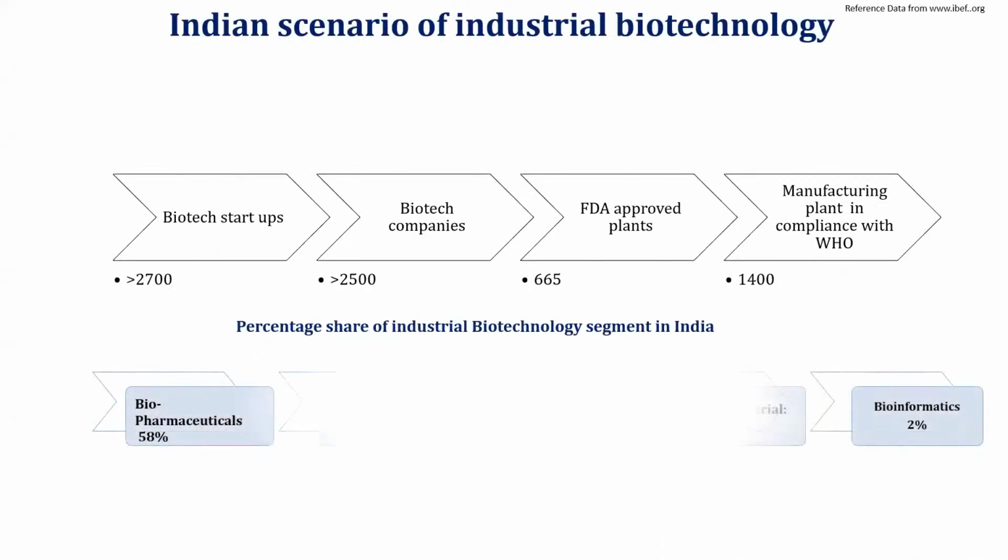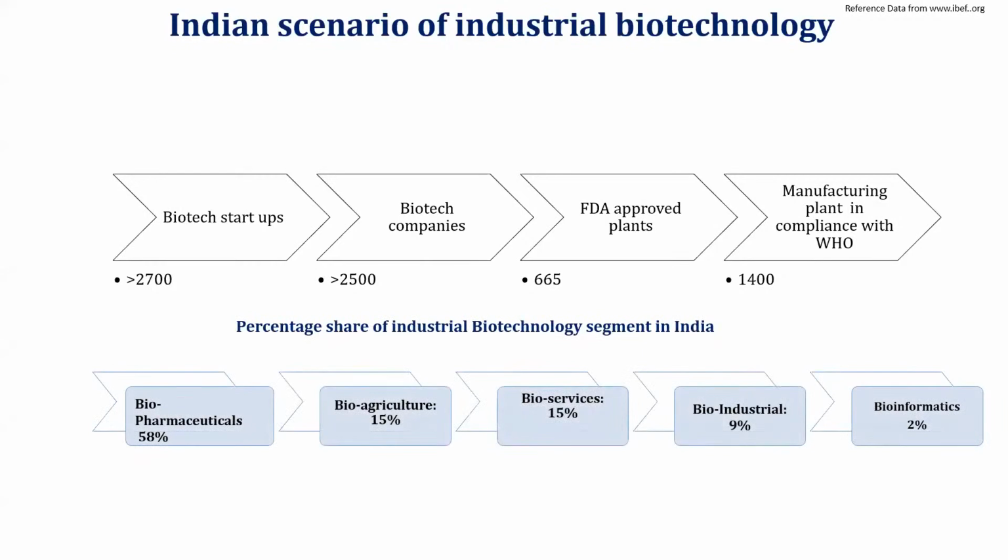So this was about your basic understanding of industrial biotechnology. Now let me give you an Indian scenario of industrial biotechnology. In India, there are more than 270 biotech startups. Biotech companies are greater than 250, and US FDA approved plants are 665, and manufacturing plant units are 1400.